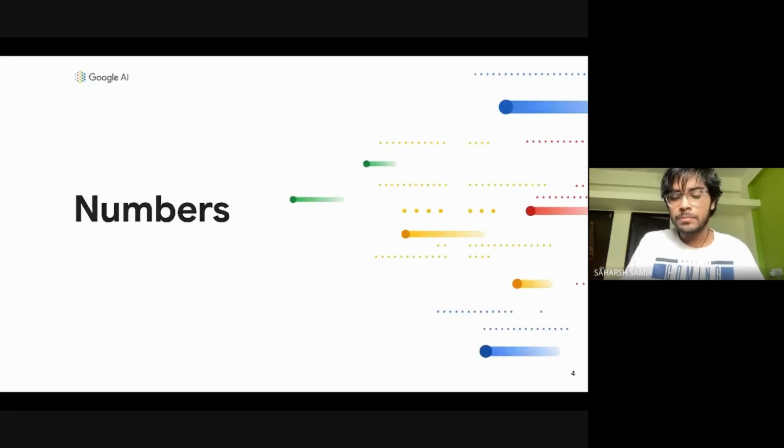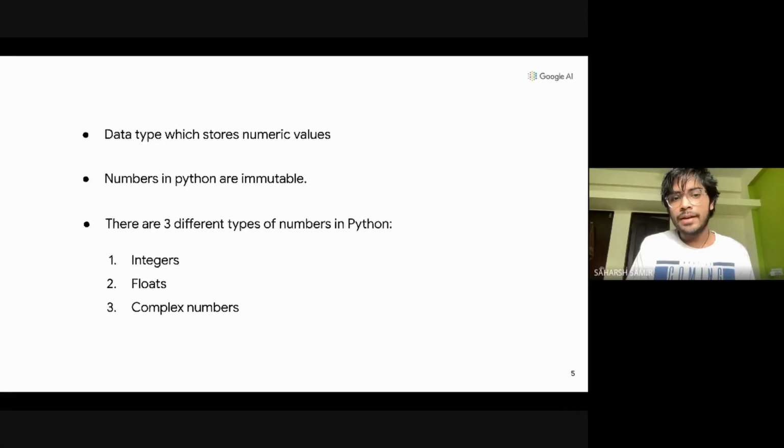We'll start with numbers. In programming, any value or any data has a particular data type. And numbers in Python, as you might have guessed, store numeric values. Numbers in Python are immutable. That just means that if you make any change to a numeric value, a change is not actually happening to the value itself. Instead, a new object is being created in place of the older one.